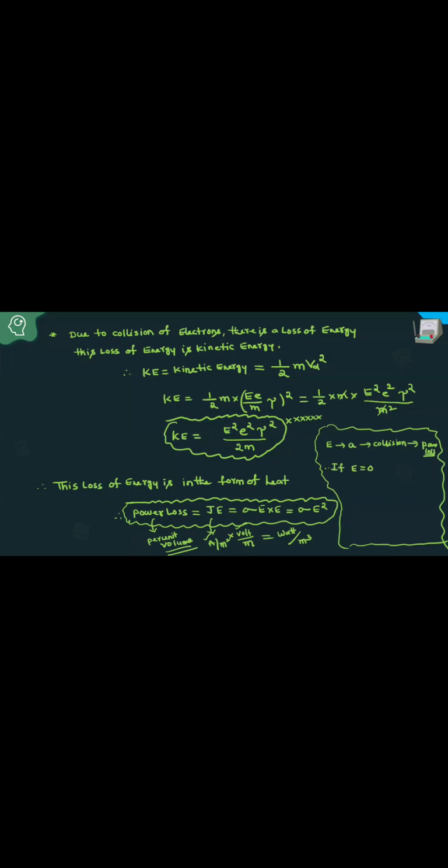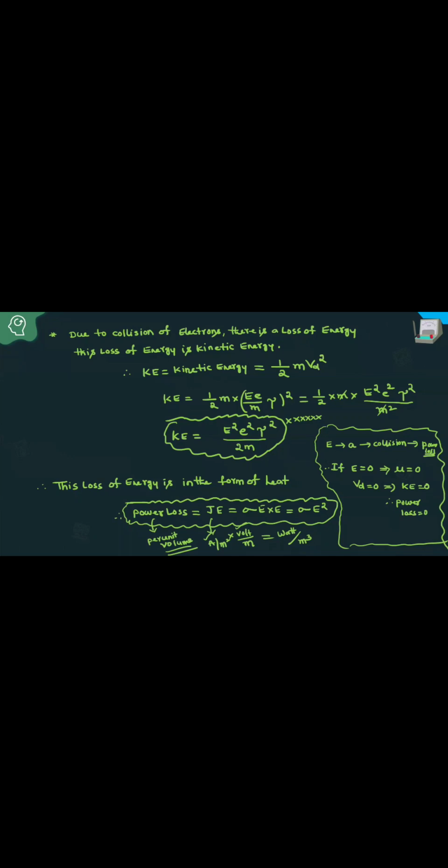If electric field is zero, that is, the conductor is not placed in any electric field, what is the mobility of electron? Mobility of electron is zero. Then the drift speed is zero. If the drift speed is zero, the kinetic energy is zero. If the kinetic energy is zero, the power loss is zero. That's the reason why in any conductor, if there is no electric field, there is no current, there is no power loss.